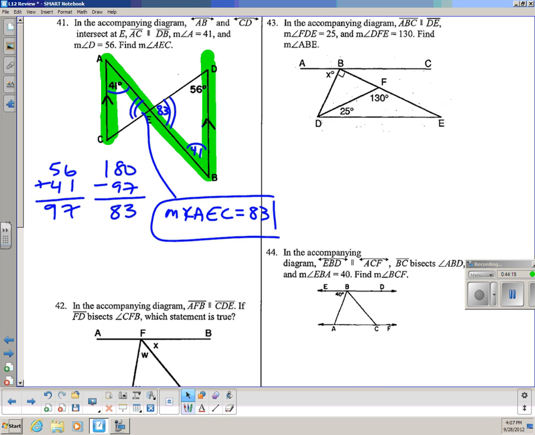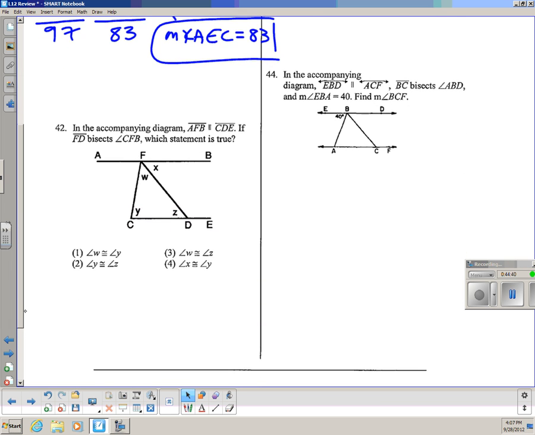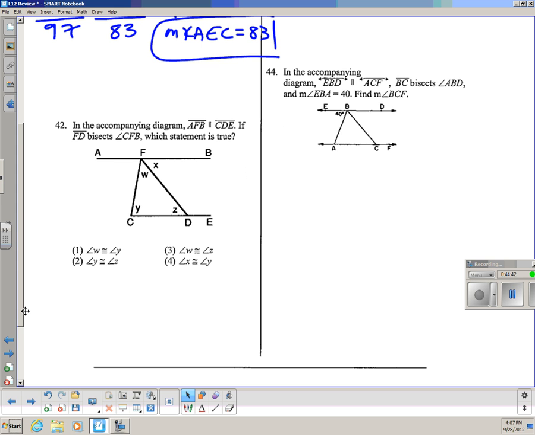Another way you could have done this is to look at the other Z going the other way, using the same parallel lines but a different Z. So that would make this angle 56. And then do the same calculations, and you'll get the 83 degrees. Either way is great. I don't think one's necessarily better than the other. Number 42 says, in the accompanying diagram, we have AFB parallel to CDE.